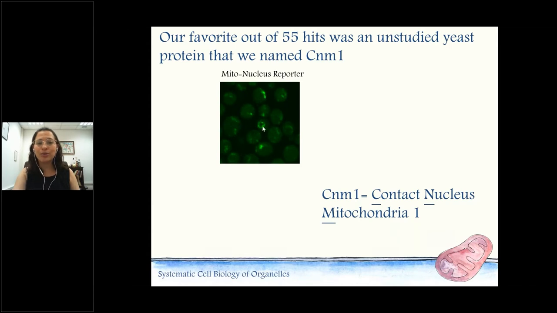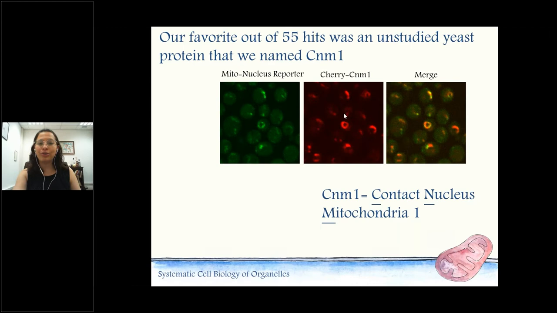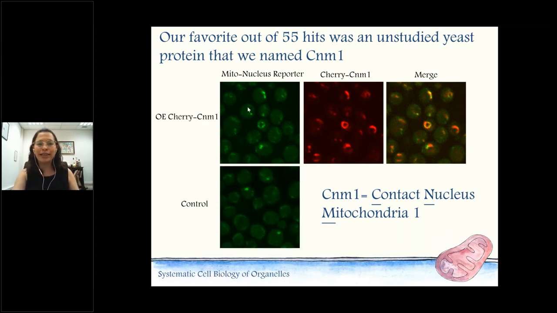So this is our mito-nucleus reporter. This is how it looks. We have our cells and we have the fluorescent signal. And we have here mCherry-tagged CNM1. And I hope you can appreciate that it is nicely co-localizing with the signal of the reporter, showing that it is a resident of the contact. But the cool thing was that when we overexpress CNM1, and we compare it to the control, we see that the reporter signal is much stronger and elongated.